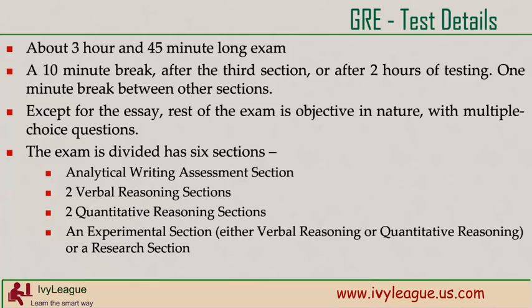The GRE is a 3-hour and 45-minute long test, with a 10-minute break after the third section, or after 2 hours of testing, and a 1-minute break between other sections. Except for the essay, the rest of the exam is objective in nature, mostly multiple choice questions. The exam is divided into 6 sections: an analytical writing assessment section, 2 verbal reasoning sections, 2 quantitative reasoning sections and an experimental section, which can either be a verbal reasoning or a quantitative reasoning section. But you will not be able to identify which section is the experimental one. At times, the experimental section may be replaced by a research section. If a research section comes on your exam, it will be positioned at the end.